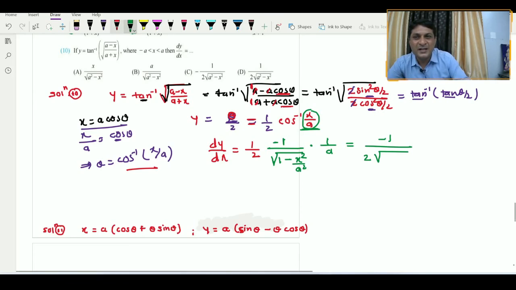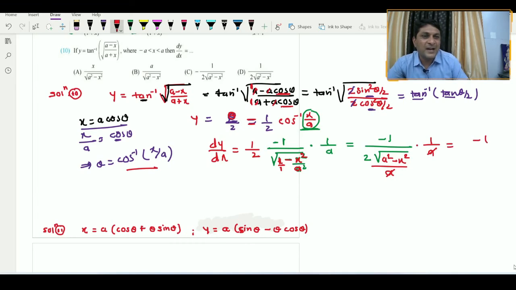Now try to understand, if I am taking cross multiplication here, see what we'll get. Nothing is there in the denominator, means 1 is there. a square into 1 is a square minus x square upon what, a square. But this a square, when taken outside the root, its value becomes a, and here 1 upon a as it is. So now here a will get cancelled, and what derivative are we getting here: minus 1 upon 2 under root a square minus x square. So this will be our required derivative. So here we can say that option C will be the correct answer.